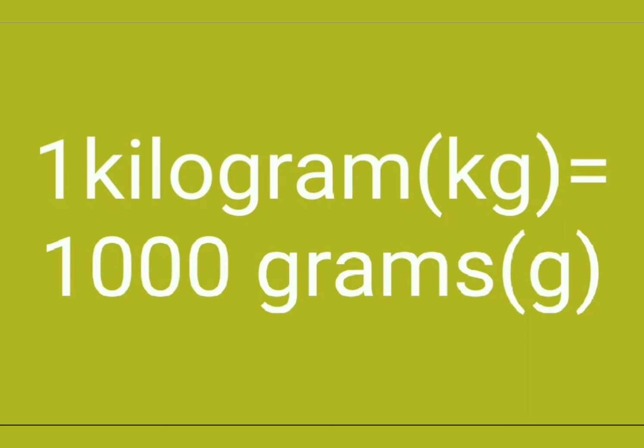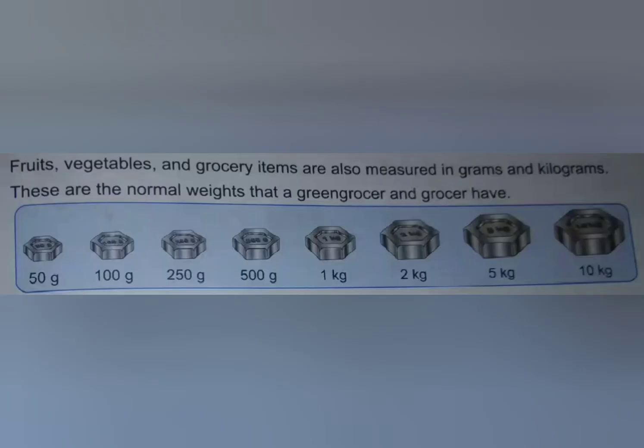And the small amount of sugar we measure in grams. We measure our weight in kilograms, and small amount of sugar we measure in grams. Remember children, 1 kilogram is equal to 1000 grams. Fruits, vegetables and grocery items are measured in grams and kilograms.